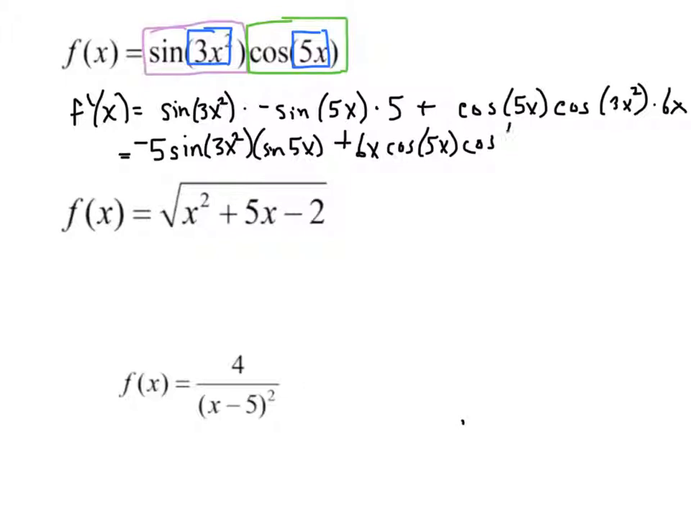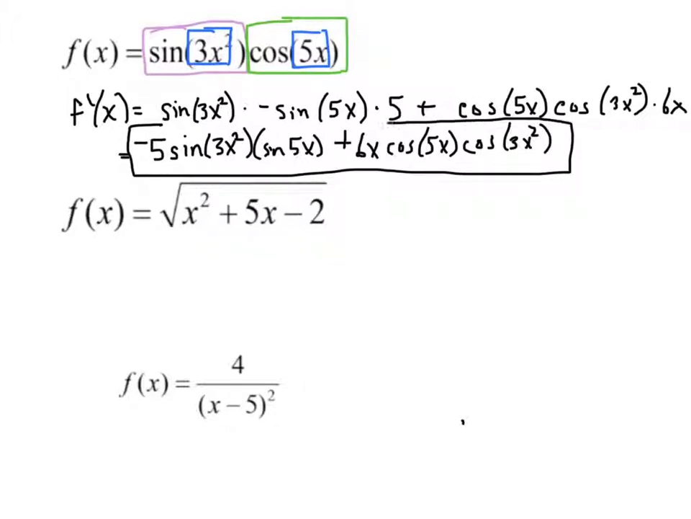In terms of combining your cosines and your sines, you actually can't. And the reason you can't is because what's inside them is not the same. Okay? So you can't multiply these together because it's the sine of 3x squared and the sine of 5x. So you can't put those together.